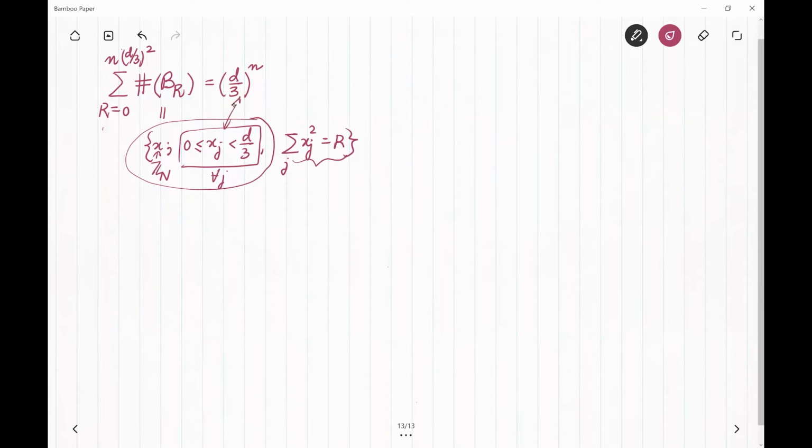Got it. Okay. Let's make sure I was following that. Thank you. Okay, all right. And then the pigeonhole says that there has to exist an R for which one of them has to be large. Okay. All right then.